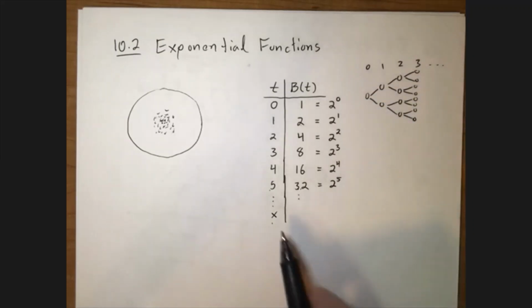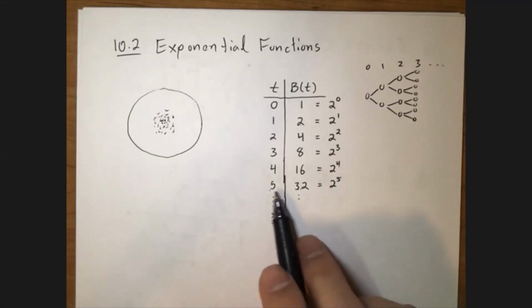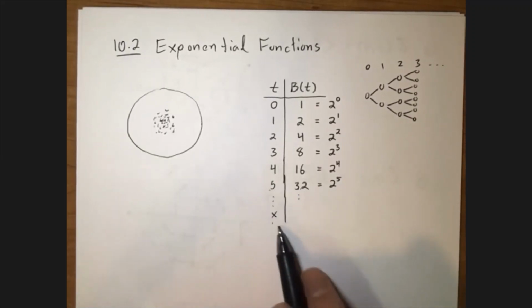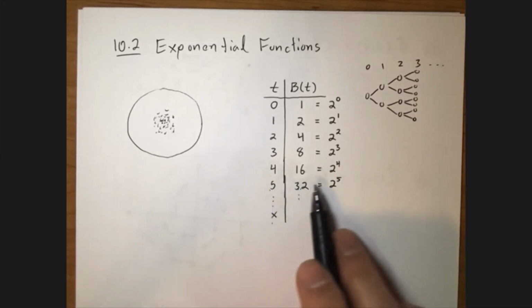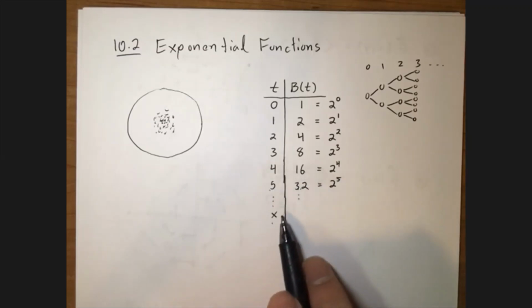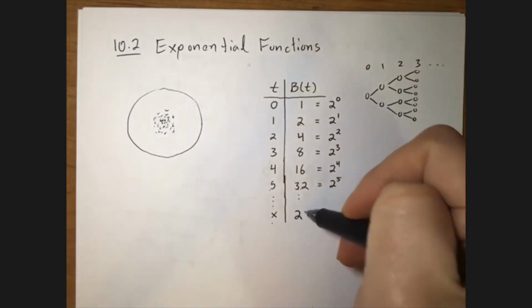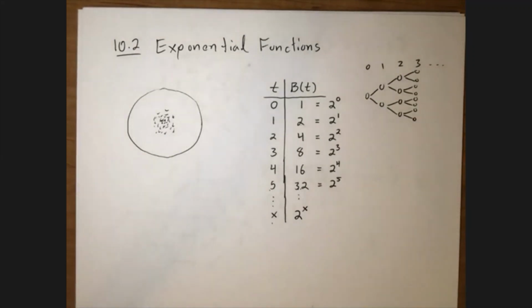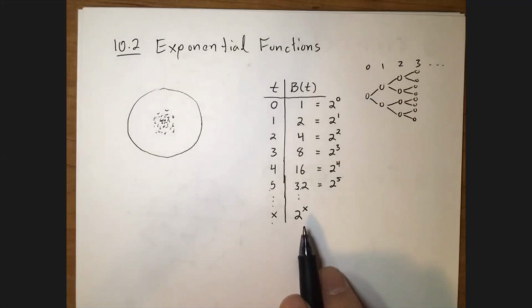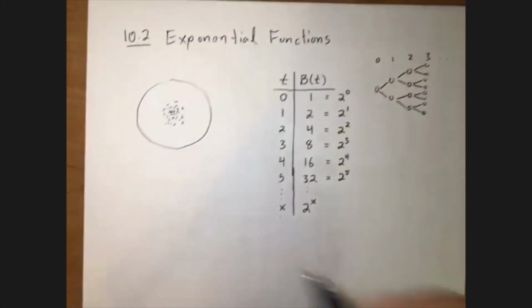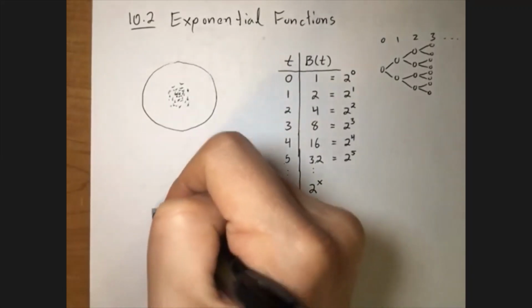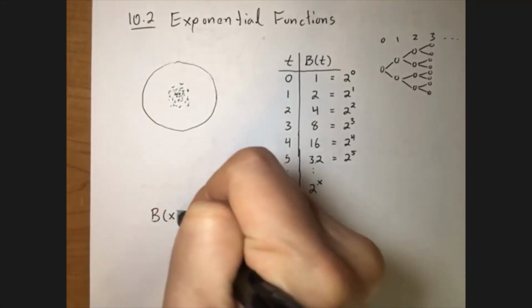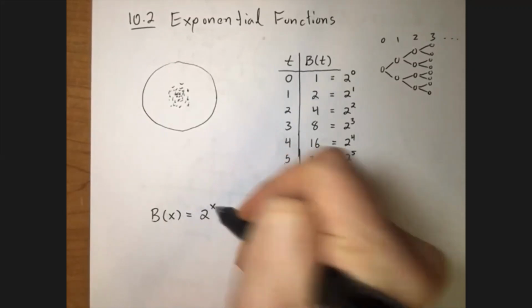And we can see how these columns are related, and that is going to tell us what happens for any value of time. We can see that this number is exactly the exponent, the one over here. So after X hours, we're going to have 2 to the X bacteria. So this is an example of an exponential function. And I could write that down as the amount of bacteria after X hours is 2 to the power X.